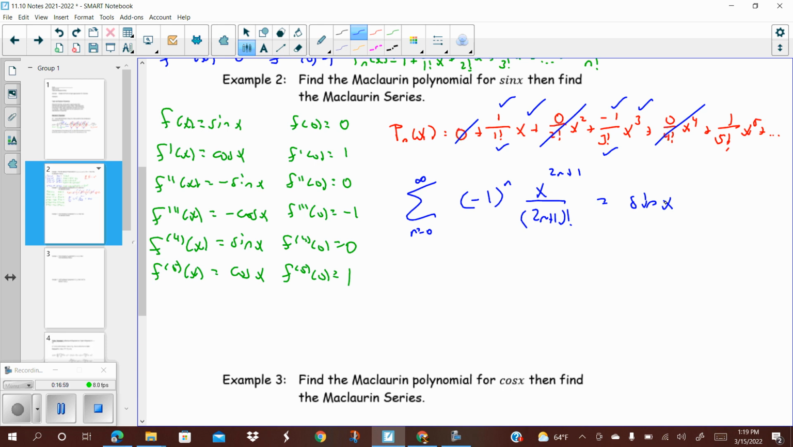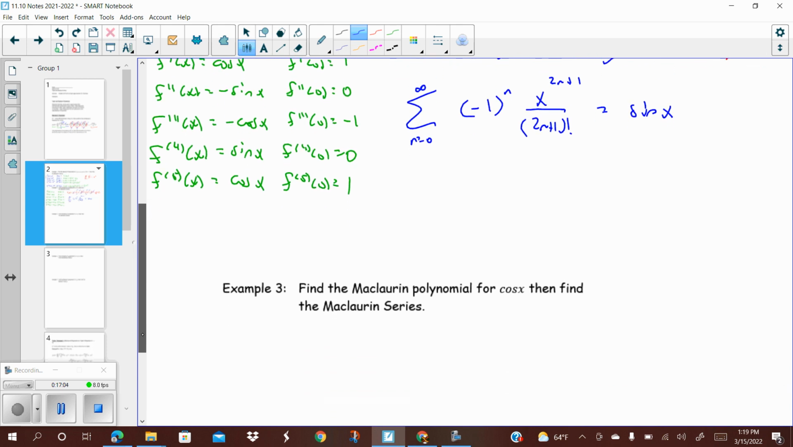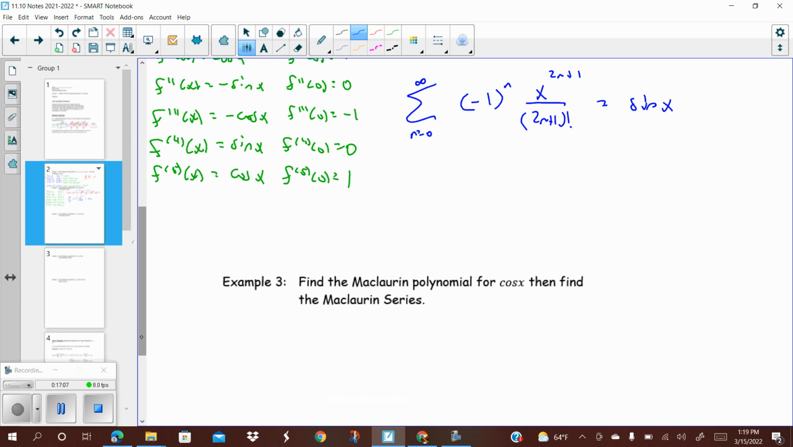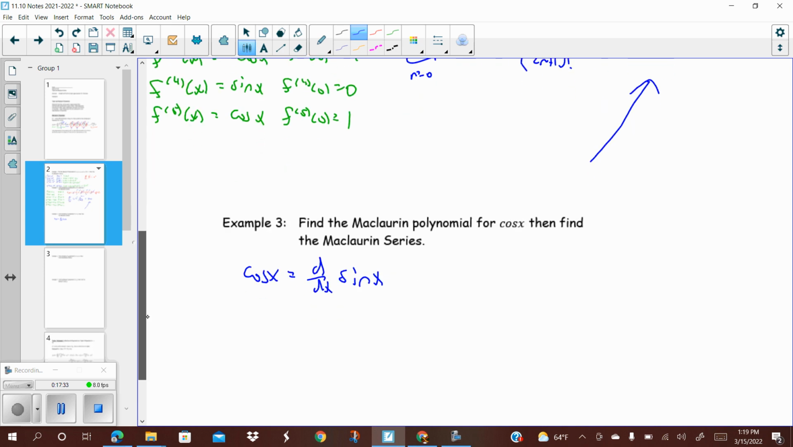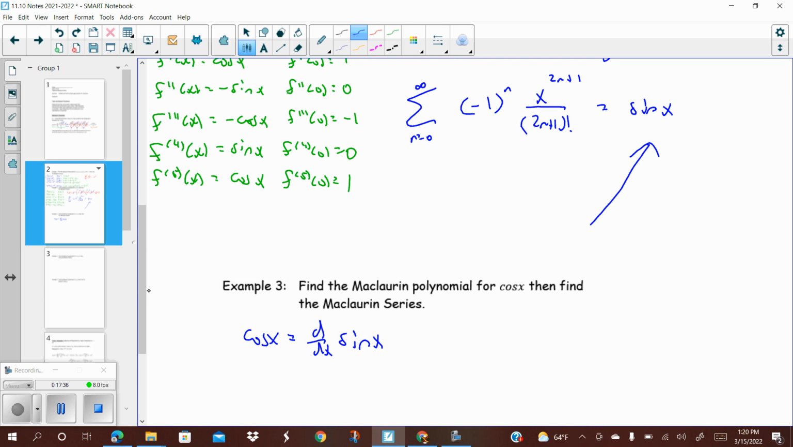Or we can realize that, okay, we've done this kind of thing in the last section. Cosine of x is just the derivative of sine of x. So if that's the case, since cosine of x is the derivative of sine of x, and I now have a representation for sine of x, I can just take the derivative of that power series, and I'll have the power series for cosine of x. Pretty cool stuff there.